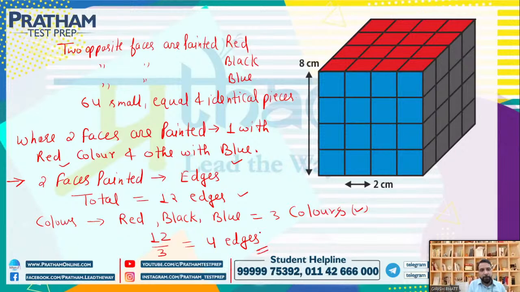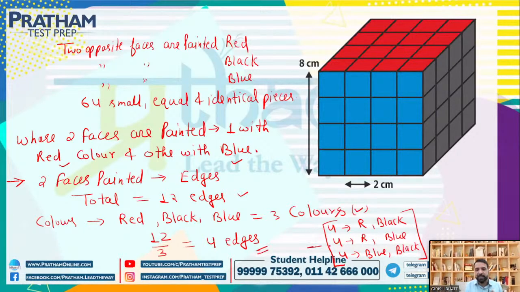तो यहाँ पर क्या होगा? 4 are with red black. ध्यान से समझना. 4 will be with red blue and 4 edges will be with blue black. ऐसी edges होंगी, total 12 edges. And we are looking for only red blue edges, जिसका one face is red, other face is blue. So 4 such edges are there.